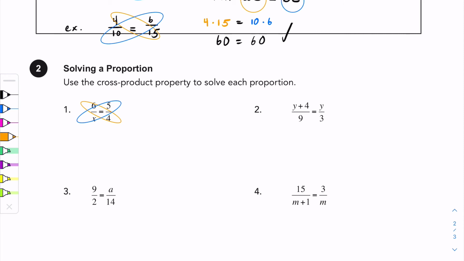When I multiply these together, I have 6 times 4 is equal to 5 times x, or x times 5. This gives me 24 is equal to 5x. I'm solving for x, so I'm going to divide both sides by 5. And I'm actually going to leave this as a fraction, that way I don't even need to type it into the calculator. I'm going to say x is equal to 24 over 5.